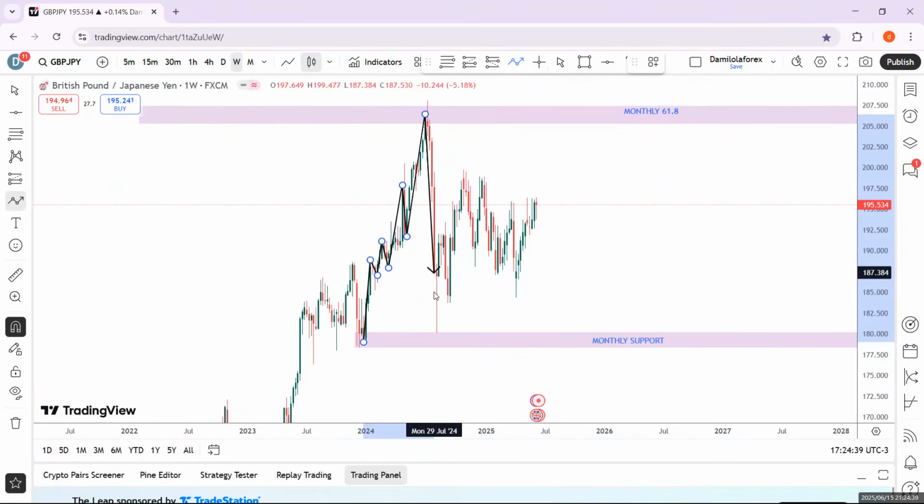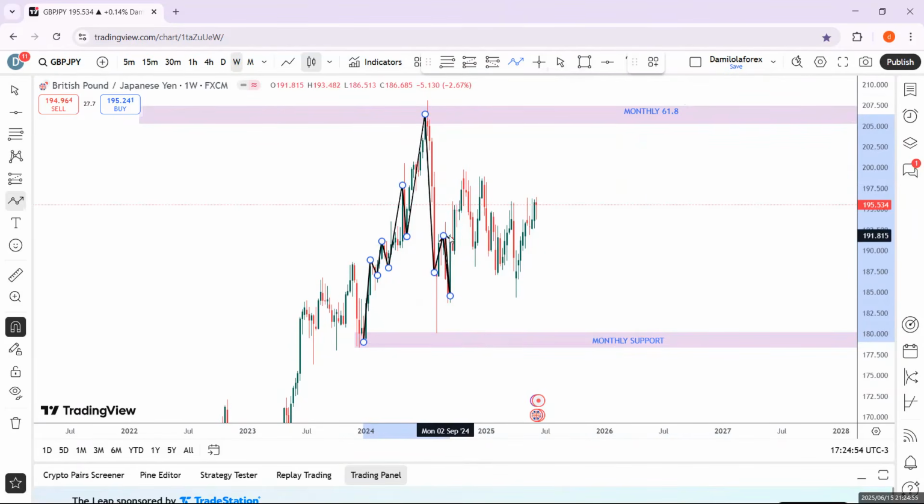The break of structure happened. Okay, however, after the break of structure happened, what did prices do? Prices ended the sell opportunity by what? By breaking the entire bearish structure that brought it down to the 61.8 zone. Prices broke the entire bearish structure.